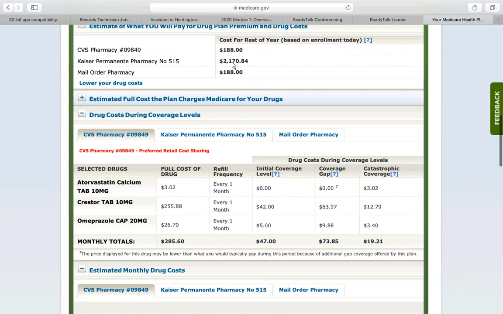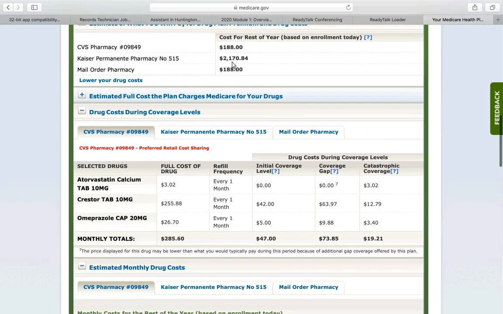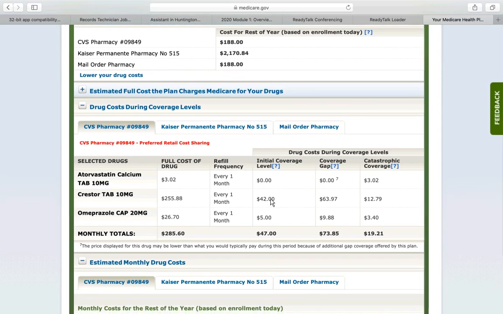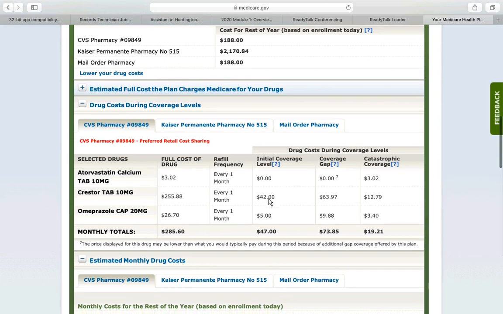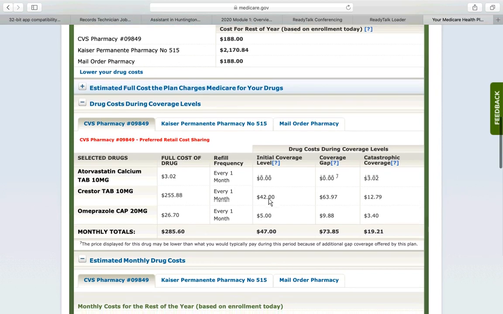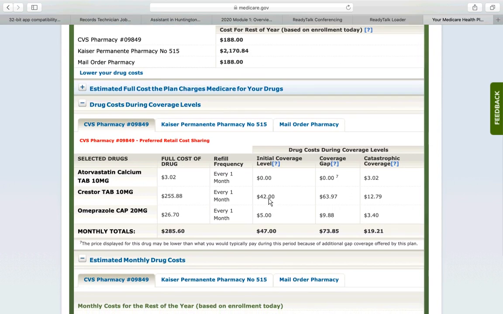Okay, let's see here. Yep, $42. So actually, CVS is a preferred pharmacy. Earlier we had a Rite Aid up here, and with Rite Aid it was $47, and that's because Rite Aid is a non-preferred pharmacy. $42 is definitely better than the $100 that Kaiser has. All right.